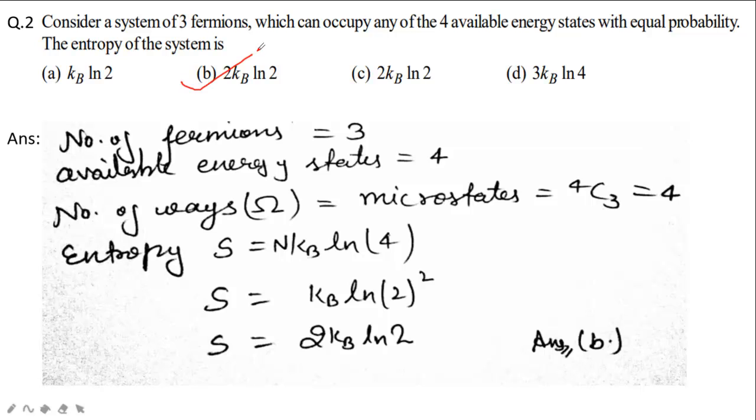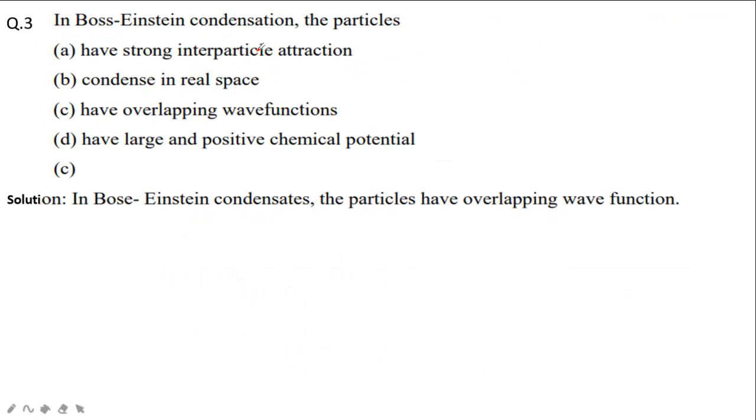Okay. Moving ahead, question number 3. Question number 3 is from Bose-Einstein condensation. So in Bose-Einstein condensation, the particles... So there are 4 options and we have to tell the most appropriate one. Option A is have strong interparticle interaction. B is condense in real space. C is have overlapping wave functions and D is have large and positive chemical potential. So in Bose-Einstein condensation, the particles have overlapping wave functions.